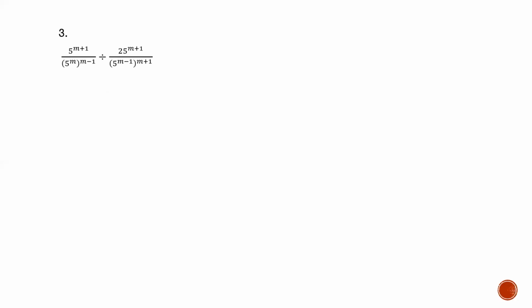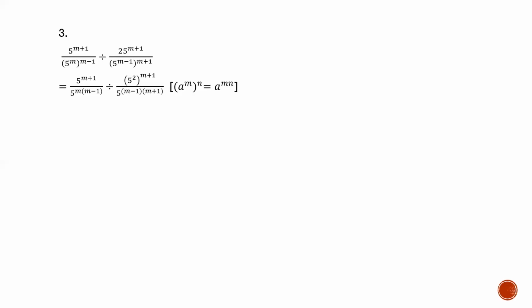The problem is 5 to the power m plus 1 divided by 5 to the power m, whole to the power m minus 1, divided by 25 to the power m plus 1 divided by 5 to the power m minus 1, whole to the power m plus 1. So here we can see in the first part, in denominator, we can apply the formula of a to the power m whole to the power n equals a to the power mn, and in the second part we can apply the same formula in the denominator also, and in the numerator 25 can be replaced by 5 squared as we want the same base 5. So doing that, our next line is 5 to the power m plus 1 divided by 5 to the power m into m minus 1, divided by 5 squared whole to the power m plus 1 divided by 5 to the power m minus 1 into m plus 1.